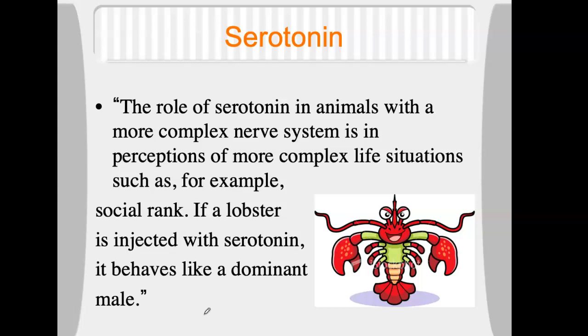This just sounded so funny to me in research with serotonin that I had to show it to you, and I'm just going to read it. It's in quotes, and it says, "The role of serotonin in animals with a more complex nerve system is in perceptions of more complex life situations, such as, for example, social rank." Obviously research was done with a lobster: if a lobster is injected with serotonin, it behaves like a dominant male. So it gets all pushy and dominant once it has these higher levels of serotonin. Very interesting, huh?